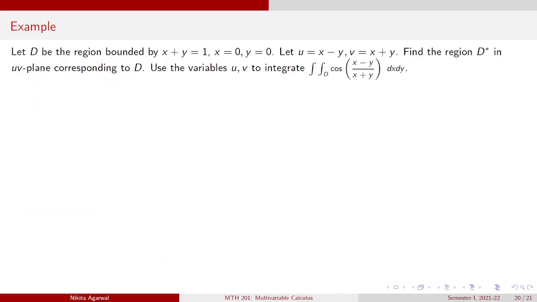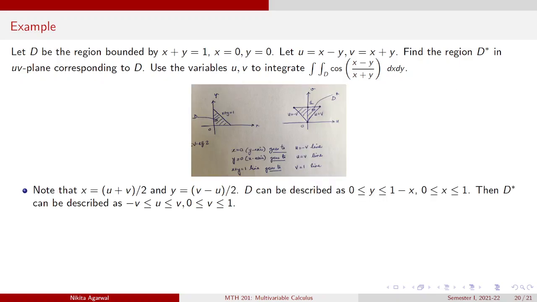Let us look at another example. Let D be the region bounded by x plus y equal to 1, x equal to 0, y equal to 0, and let u be x minus y, v be x plus y. Find the region D star in the UV plane corresponding to D. Use the variables u and v to integrate this double integral. Now change of variable is actually going to make our life simple because we don't know how to integrate this; it's a complicated expression. So let us see what's going on here.